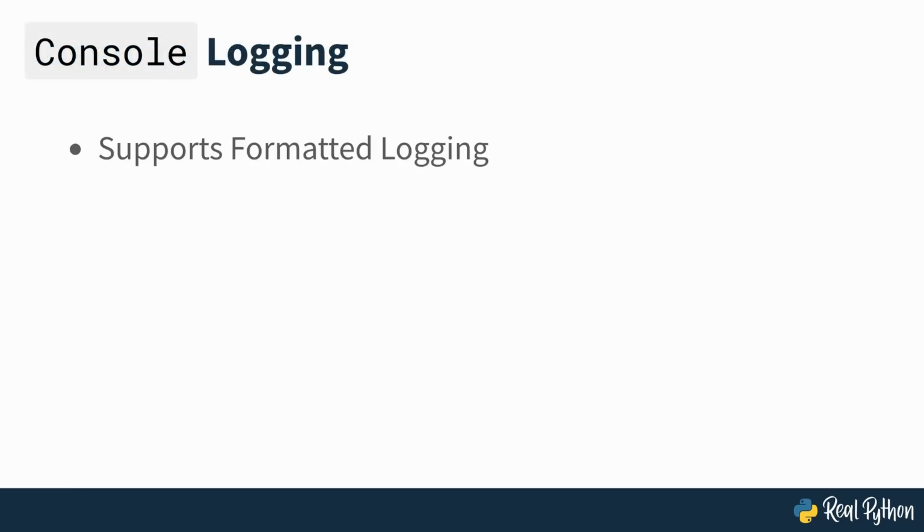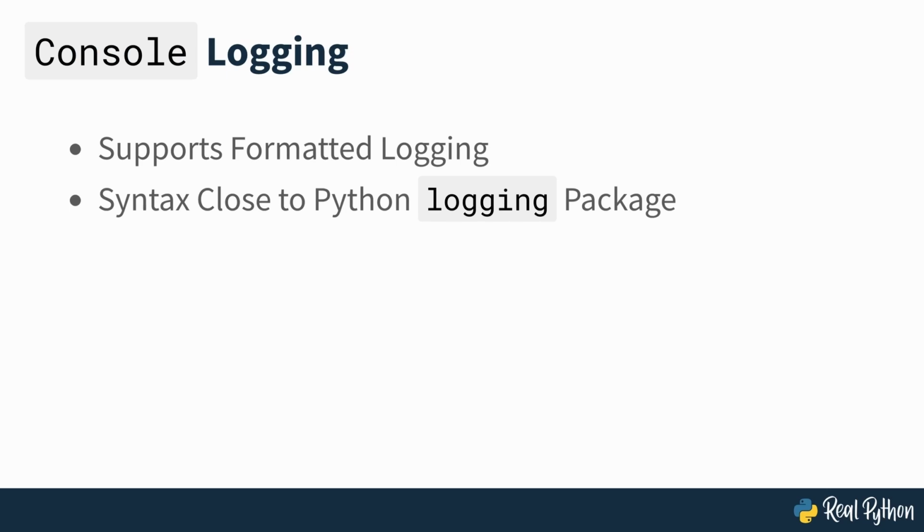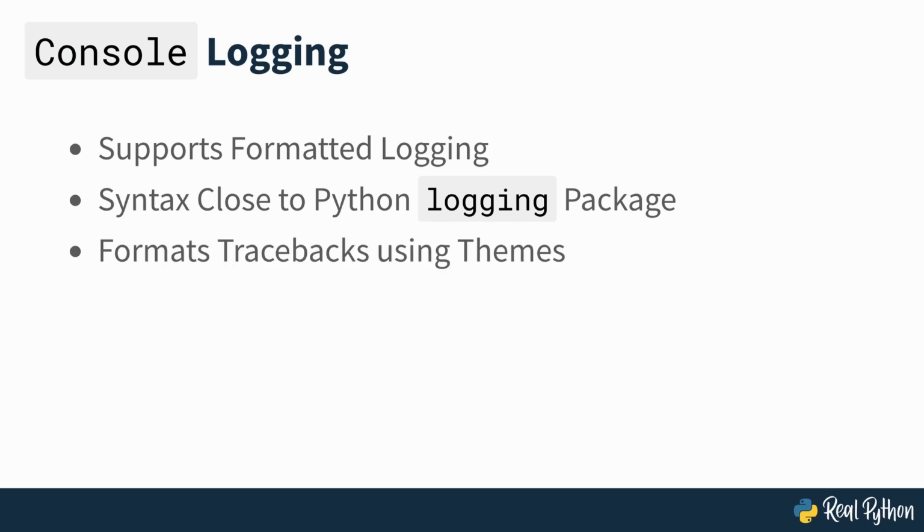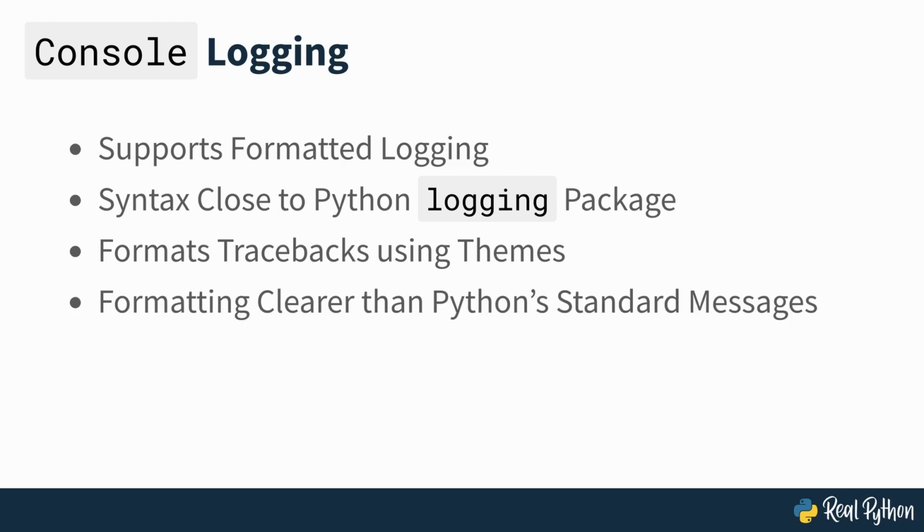The console class supports formatted logging and uses a syntax that's close to that of Python's standard logging package. It can generate nicely formatted tracebacks of any uncaught exceptions in your code while using styles from a defined theme. Python's built-in tracebacks and error messages get more informative and useful with each new release, but some extra eye candy doesn't hurt. And there's no substitute for good log messages to give context for a crash.